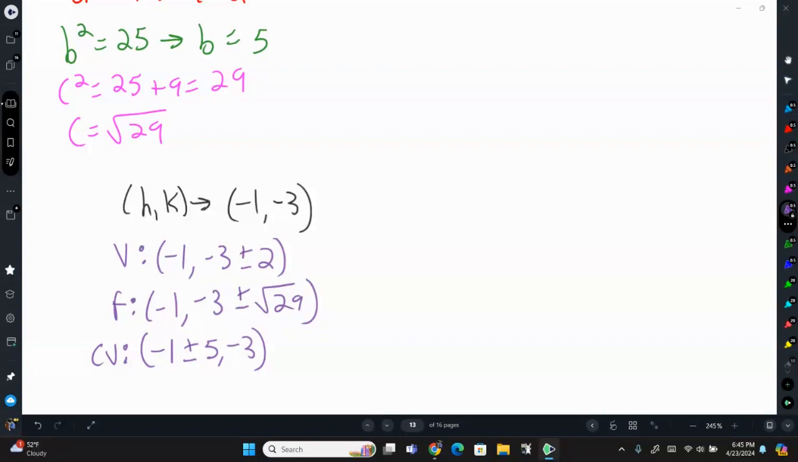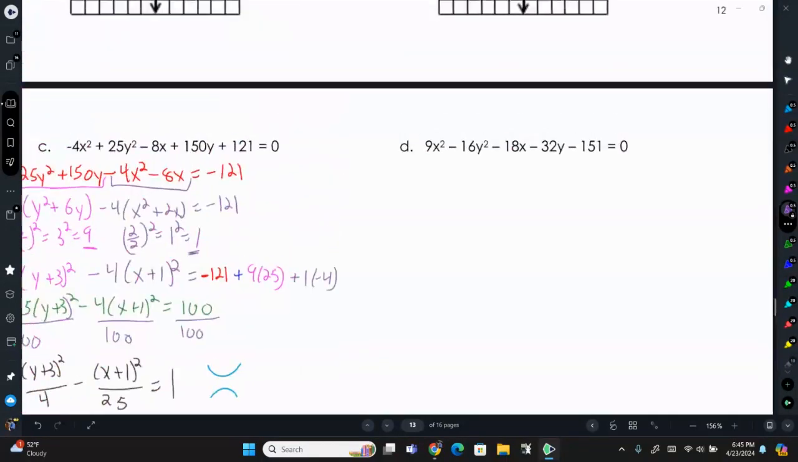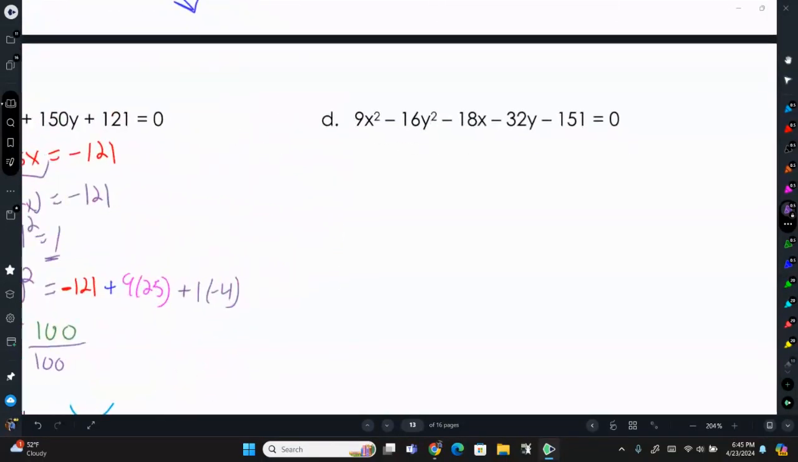All right, this last one here, I want you to pause the video and try it on your own. You're going to have to complete the square first, and then list all the information, your a, b, and c, draw the graph, and then write down the center, vertices, and all that other stuff.